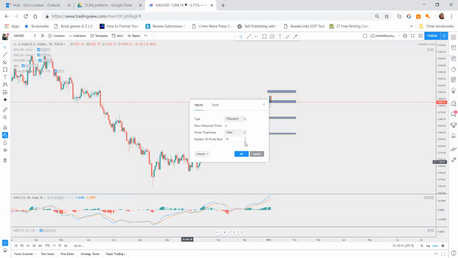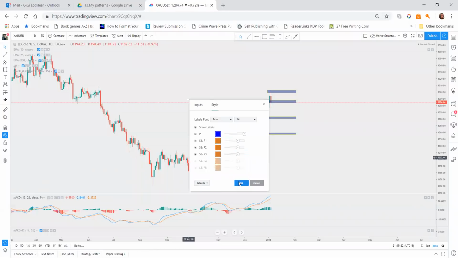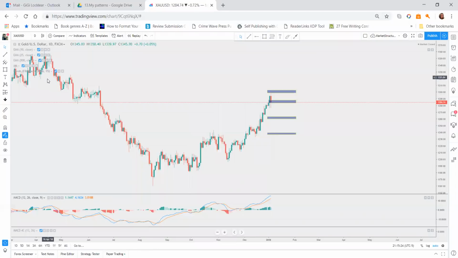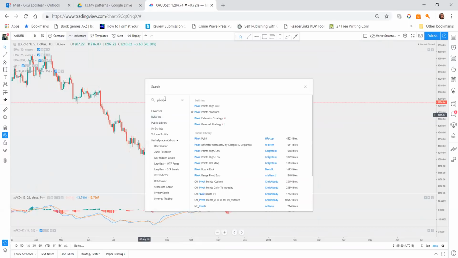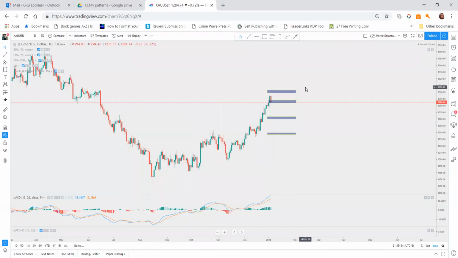Number of pivots back, I usually just put it back to 1. And style, you can change it to the colors that you want. So you would find this under indicators, and you would just type in pivot, and I'm using the standard pivots. And of course, pivot is just where price usually corrects or turns.